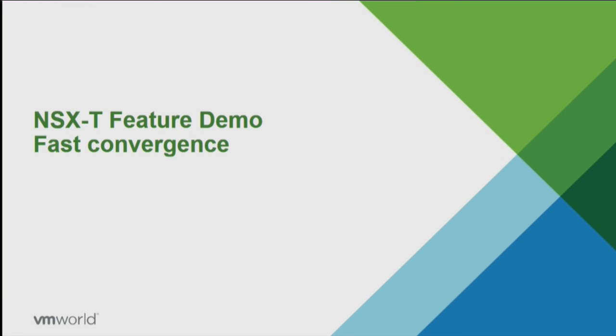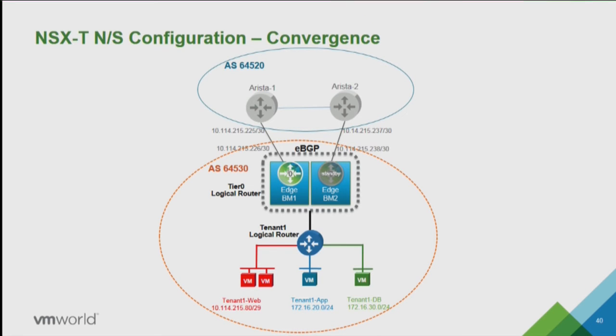So let's go to the fast convergence demo and actually see BFD in action. So this is the same topology which we built. Everything is redistributed. The web VM is redistributed here. Life is good. We can introduce a failure now. So let me introduce a failure.